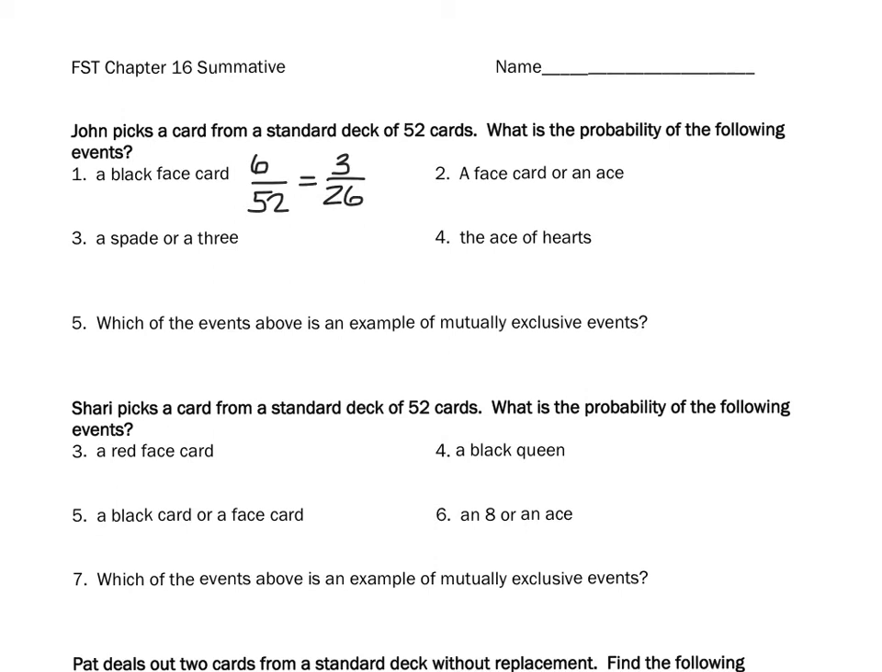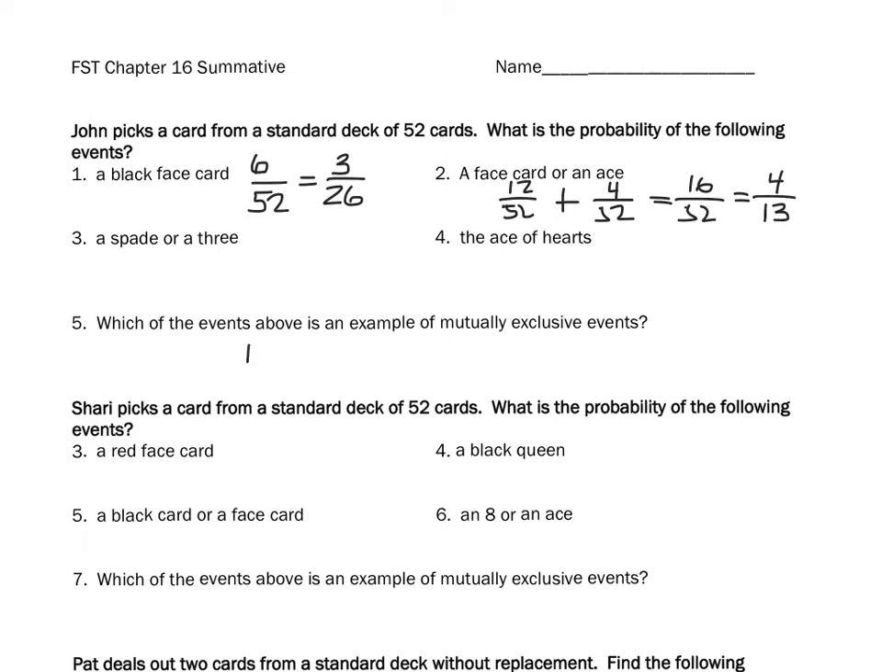For a face card or an ace, the "or" being a key word means we're going to add. These 52 cards in the deck, how many are face cards? There are 12. There are 4 aces. And there are no cards that are both face cards and aces. So these are called mutually exclusive events. And we would simply just add them up and then reduce.